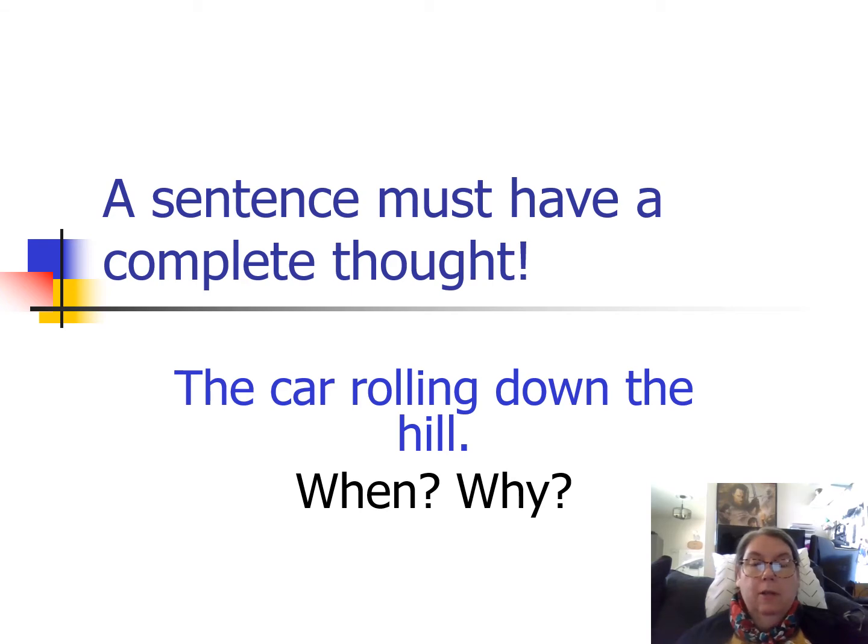A sentence must have a complete thought. "The car rolling down the hill," again, it's missing some component here that would clarify it. Well, when did the car roll down the hill? Why did the car roll down the hill? These are some things that I would like to know. An -ing verb, on its own, is not complete. -ing verbs must have a helper, and that will include a time component for us to understand.